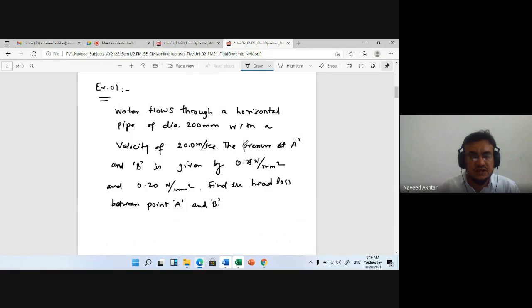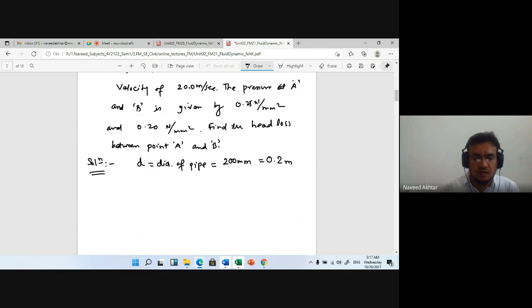So, what is given in the example you have to write down. We start solving this example. Water flows through a horizontal pipe. D is the diameter of pipe, and that is given 200 mm. It means I will convert to meter, it is 0.2 meter, because to convert to meter you have to divide by 1000.